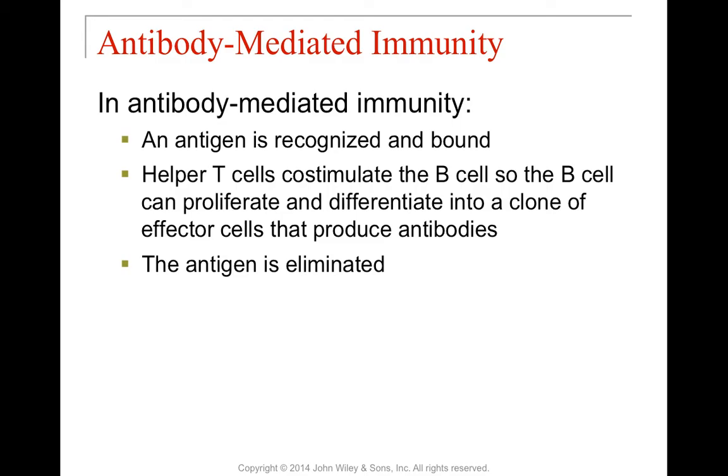Okay, so next we're going to talk about antibody-mediated immunity, in which an antigen is recognized and bound by an antibody. Helper T cells are going to serve to stimulate the B cell, which is, again, a bone marrow cell, so that the B cell can proliferate and differentiate into a clone of multiple different types of effector cells that are going to produce antibodies. And again, this is going to happen by way of shotgun. So we're going to make a ton of different effector cells that all produce different antibodies, and then eventually one of those antibodies is going to work.